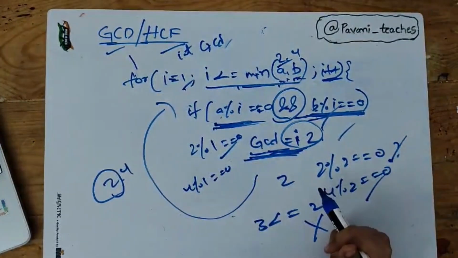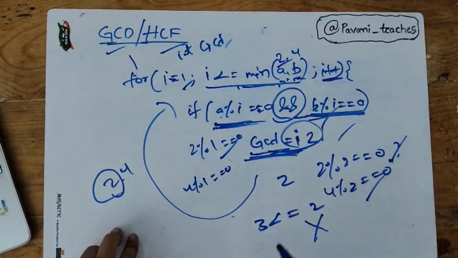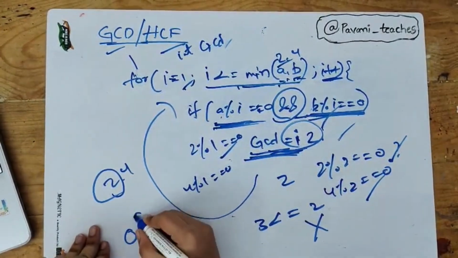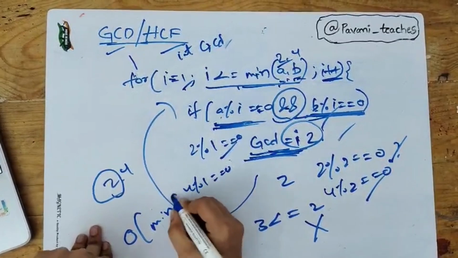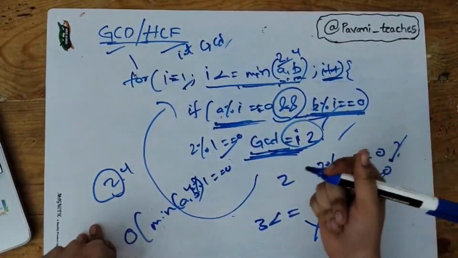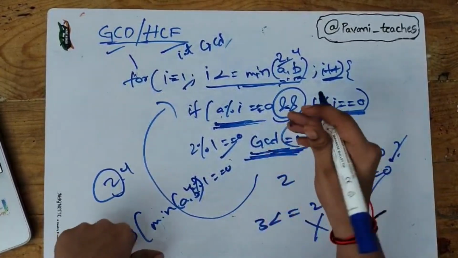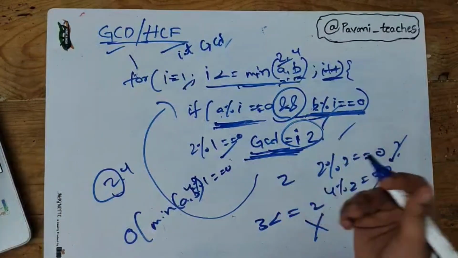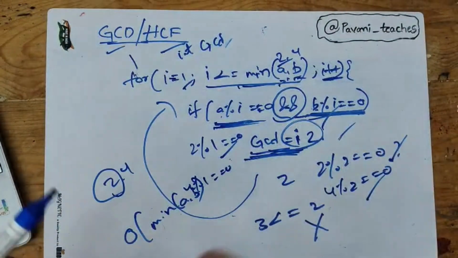But it takes a time complexity of order of min of a comma b, which is a little bit big when compared to other methods. Now I will explain a little better way.